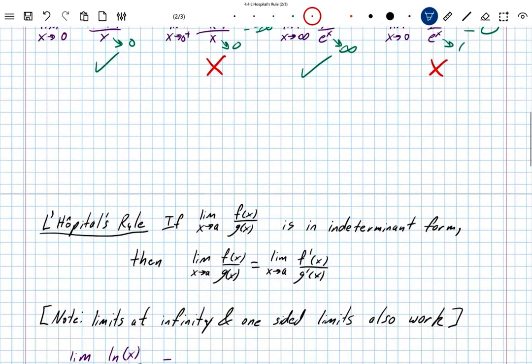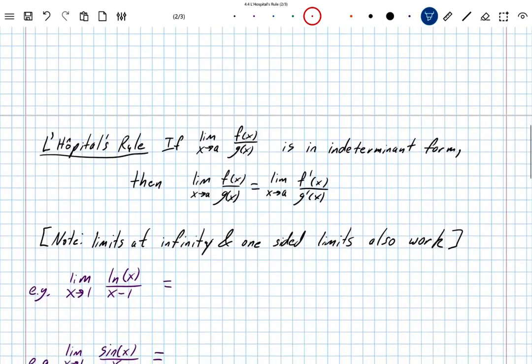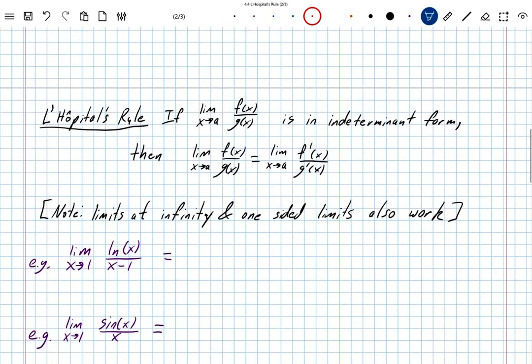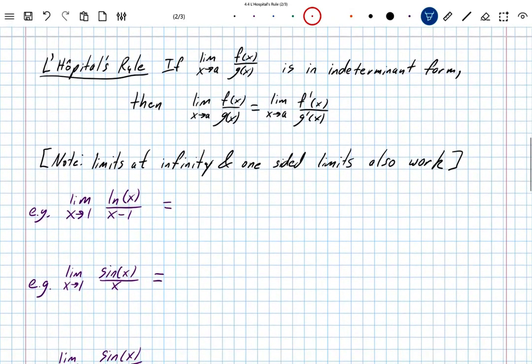introduce you to L'Hopital's rule. It says the following. If you have a limit and you can write it as a fraction, you must try to write it as a fraction first, and it is in indeterminate form, then the limit that we cared about is equal to another limit. The limit that we get if we take the derivative of the top and the derivative of the bottom. It's like what you wanted the quotient rule to be, but isn't.